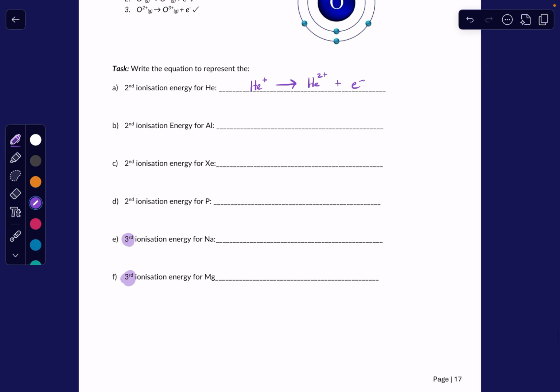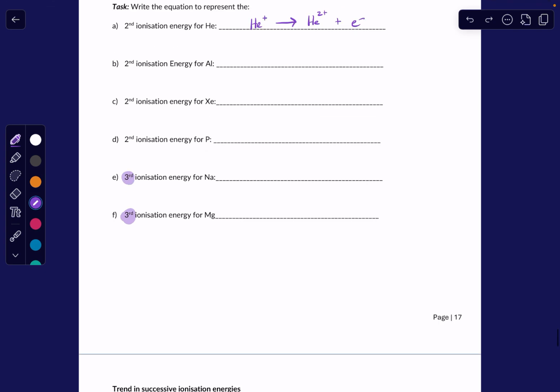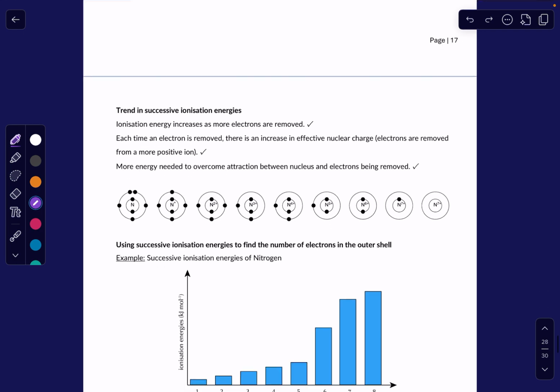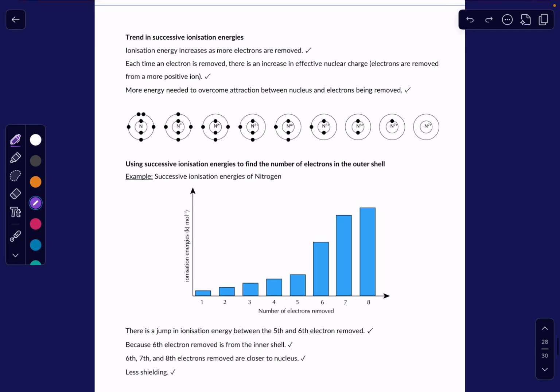What I'd like to do, guys, is I want you to pause the video and have a go at writing down the ionization energy for each of these. Note, when it comes to E and F, this is the third ionization energy. So this is going to be slightly different, but it's still going to be the same pattern. Right, guys, off you go. Hopefully you pause the video and you've done that. And now I'm going to move on to the next section.